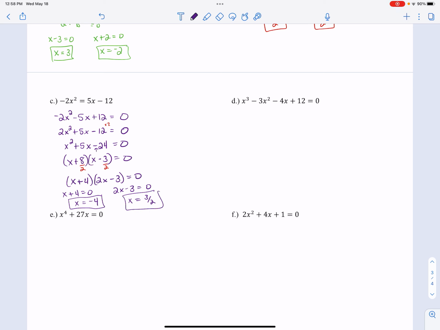All right, D. Everything's on the left. It's set equal to 0, and it's in order. So step 1, there's no GCF. Step 2, we're done. Now I'm just looking at how I want to try to factor this. There are 4 terms, so hopefully I can factor by grouping.